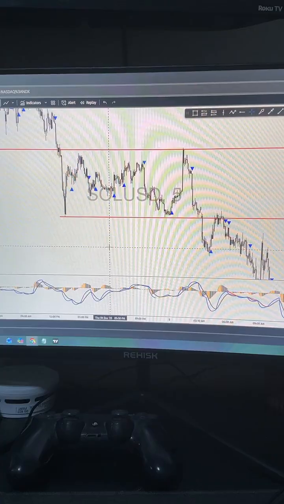You get a signal in the direction of the trend. You get a signal that matches the MACD's performance. You also get a signal that matches the institutional areas. It's a go. It's a go.